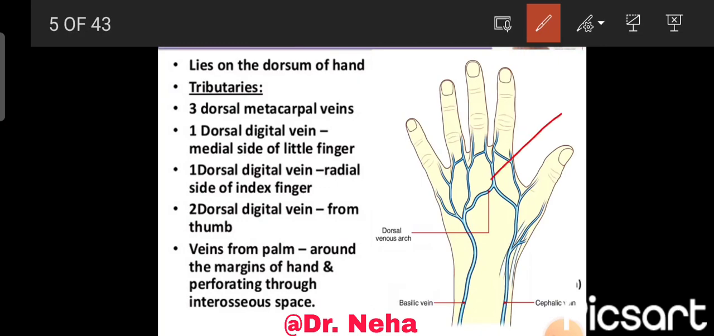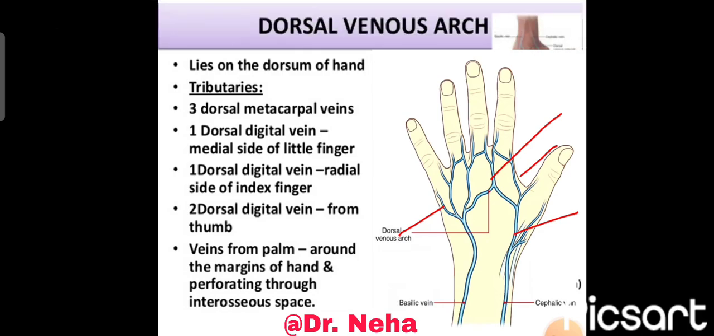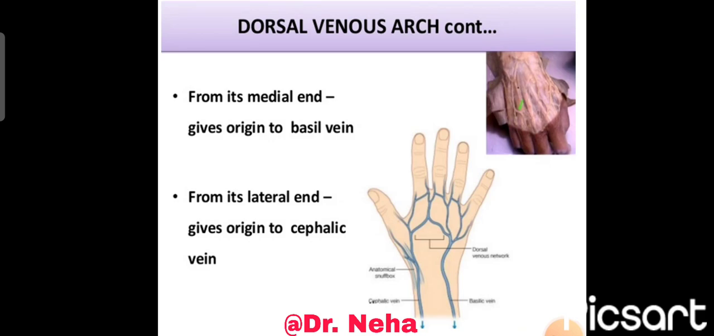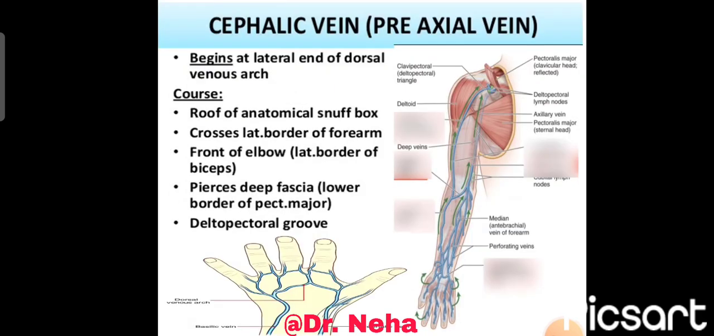Then one dorsal digital vein on the medial aspect of the little finger and one dorsal digital vein on the radial side of the index finger, and two dorsal veins which are draining the thumb, and also the veins from the palm around the margins of hand and perforating through the interosseous space. From its medial end, the dorsal venous arch gives origin to the basilic vein, and from its lateral end, it gives origin to the cephalic vein.